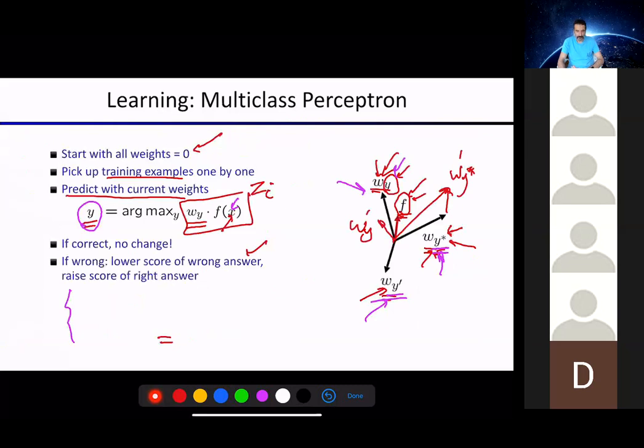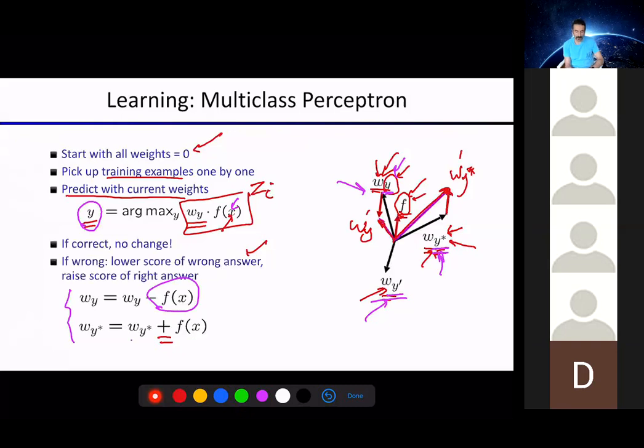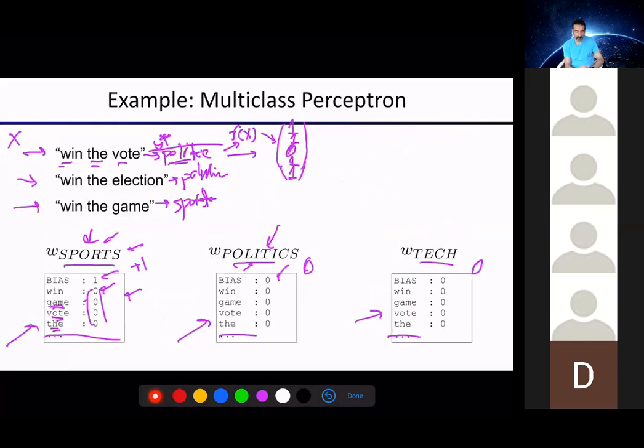So again, look at this. So y was the incorrect one, so we subtracted f of x from the incorrect label, and we added it to the correct one. Okay, so we do the same. So this is incorrect. We subtract this from this. What is the updated version? So what is the w prime sport here? It is 0, -1, 0, -1, -1. And for this, it would be 1, 1, 0, 1, 1, right?